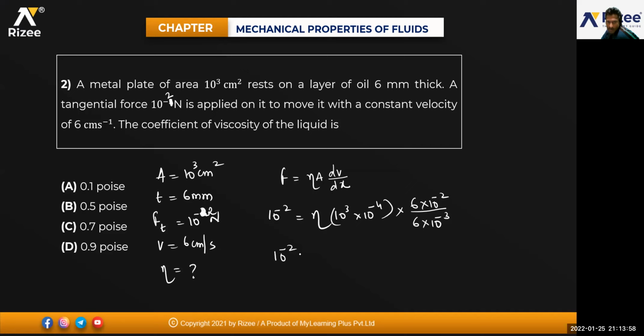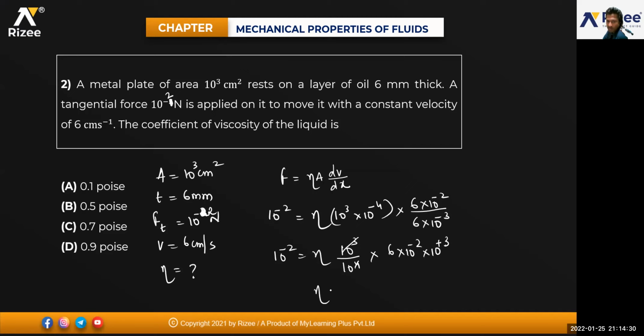10 power minus 2 is equal to eta into 10 power, this one is minus plus 3 minus 4. So this will be equal to how much, beta? 10 power 3 divided by 10 power 4. So this will get cancelled into 6 into 10 to the power of minus 2 into 10 to the power of plus 3. Isn't it? So this will become how much for me, beta? Minus 3. This is 10 to the power of minus 2. That means I can write it as 10 to the power of 2. Isn't it? So that means it will become 10 to the power of 1.